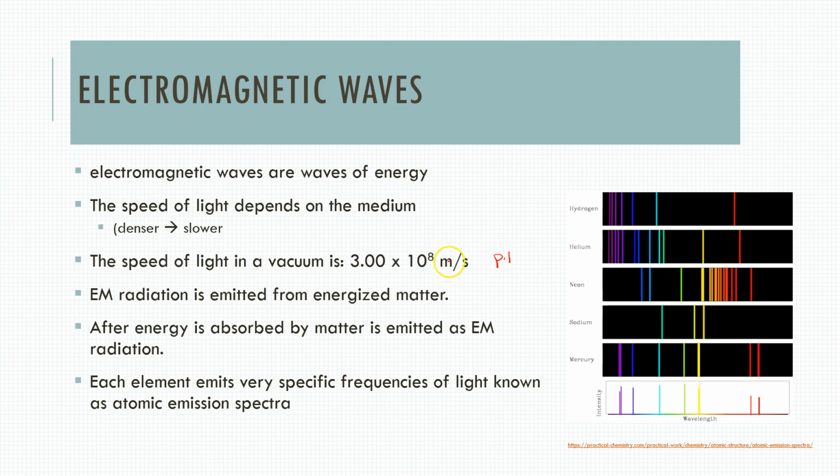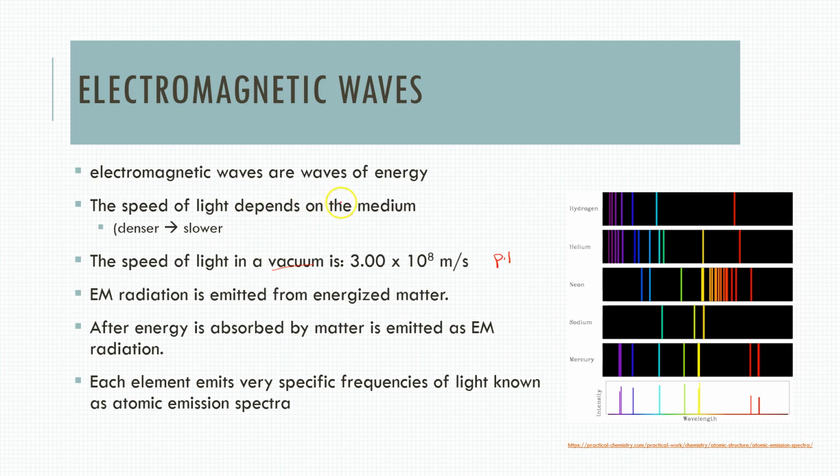It says the speed of light in a vacuum, and then it gives you this number. It is 3.00 times 10 to the 8th meters per second. That is really, really fast. That is 300 million meters in 1 second. All of those waves are traveling at the same speed. Now that's in a vacuum.